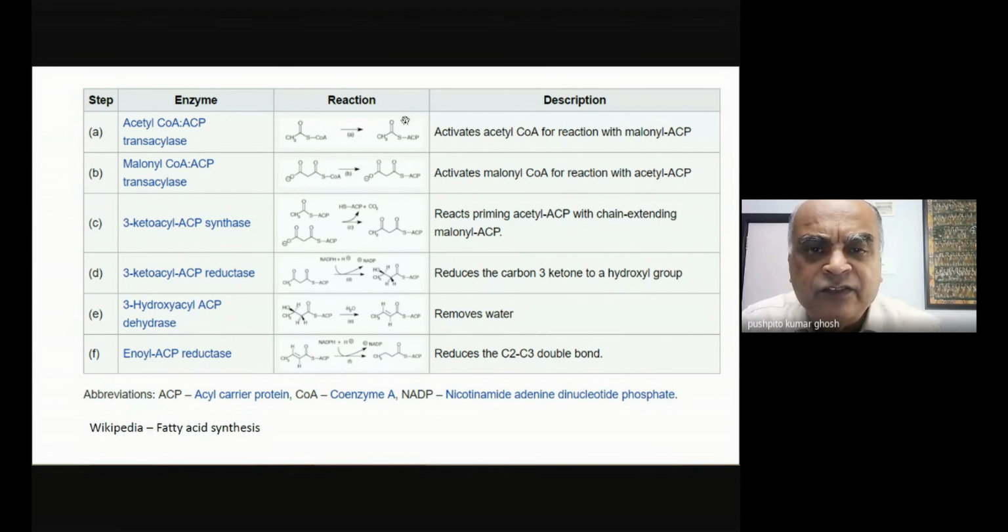All right, and these are the transfer kind of proteins which are there. The ACP is the acyl carrier protein, and this is the coenzyme A.